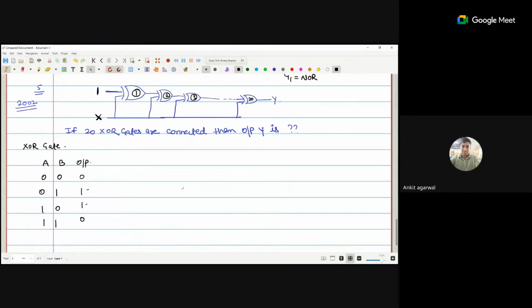Now here you can see one more interesting concept: if I fix one input as 0, then when we apply the second input, we get the same output. Each time we apply the second input, the same value comes out. So this is the property of the XOR gate.